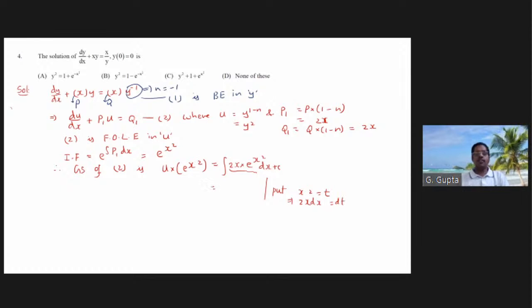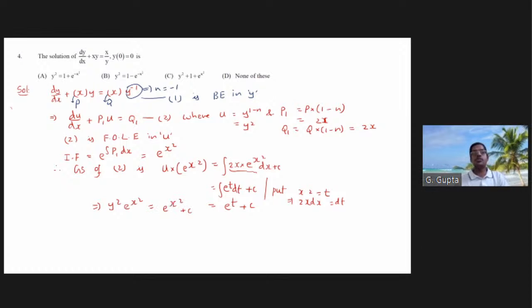Some people, if they have great knowledge about integration, can write the answer directly. This is e power t integrating dt plus c. E power t integration with respect to t is e power t, and back to the original variable, u is nothing but y square, t is nothing but x square. So y square multiplied by e raised to x square is equal to e raised to x square plus c.